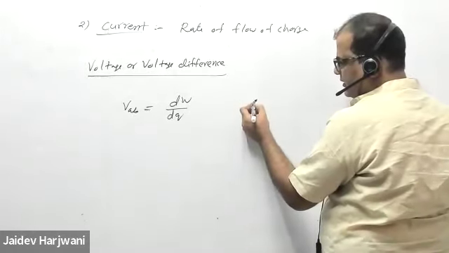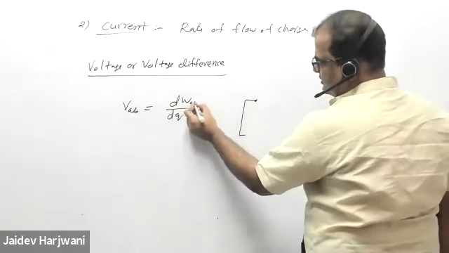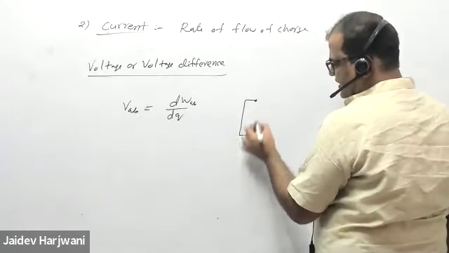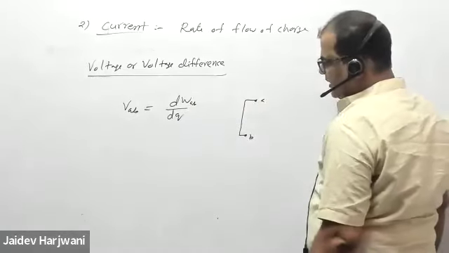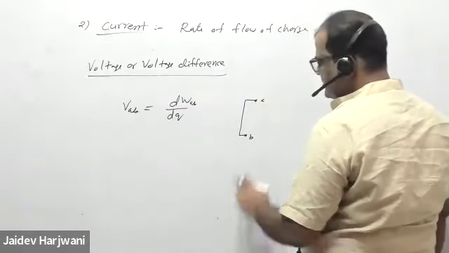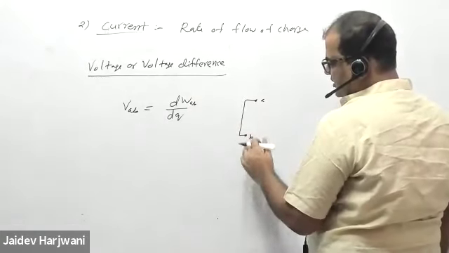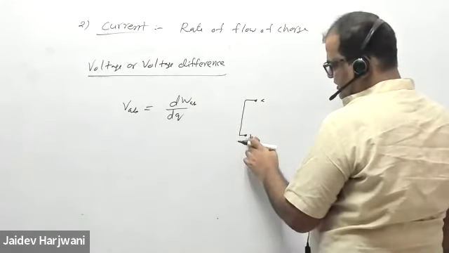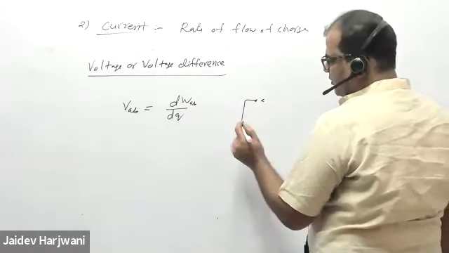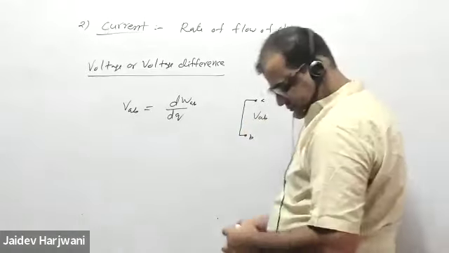Sir, is the subscript AB? V of AB? Yes. So say this terminal is B and this terminal is A. The voltage difference depends on how much work has to be done to move charge from B to A. So this voltage difference is called VAB.